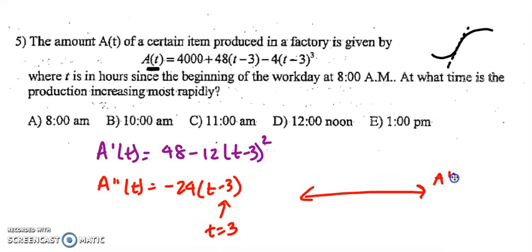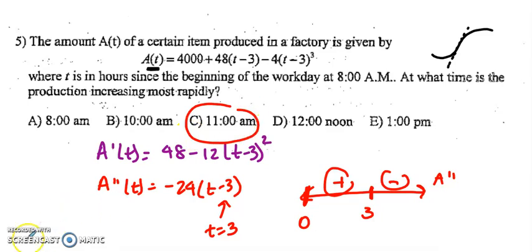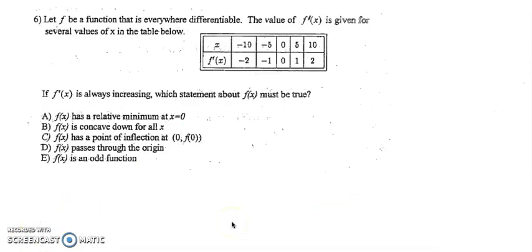So this is my second derivative number line here. And let's see, this is the beginning of the workday at time equals 0. So if we plug in, say, 1 o'clock, we're going to get a negative times a negative, which is positive. And if I plug in, say, 4 o'clock, or actually 4 hours, which would be noon, I would get a negative here. So production is going to be increasing the most rapidly at this inflection point when the graph changes from concave up to concave down. That's where t equals 3. The answer is C.